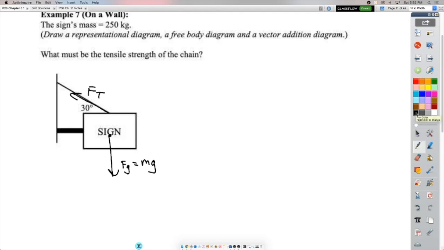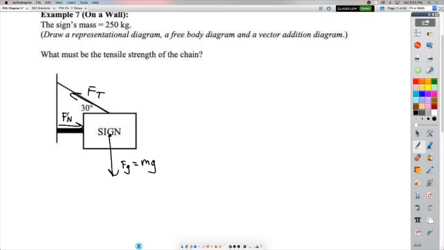If you know an object's not accelerating, and when you add them all up you don't get zero, something's going on. And that's because of this bar here. This bar is actually going to provide a normal force. Or you can think of it as the wall providing a normal force to the bar, which provides a normal force to the sign. So just a pushing normal force. And there we go. Now we have the upness of the tension to cancel with the downness of the gravity, and the rightness of the normal force to cancel with the leftness of the tension force.